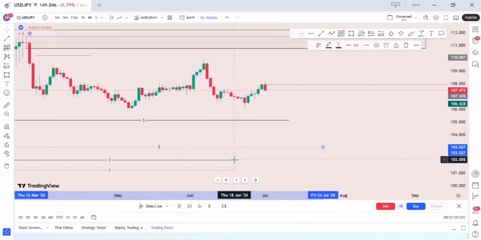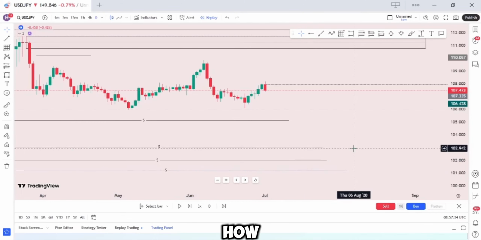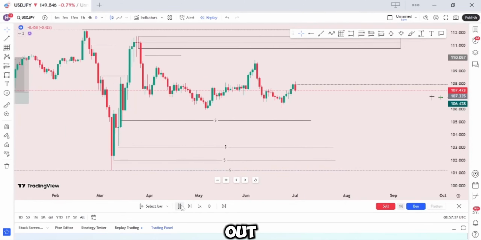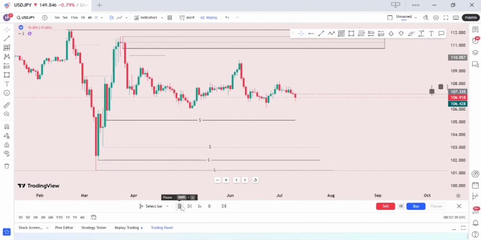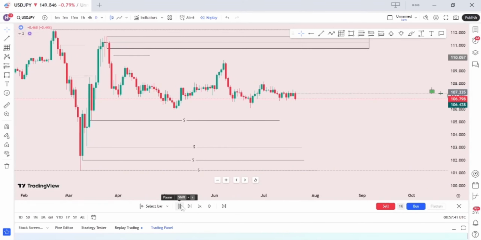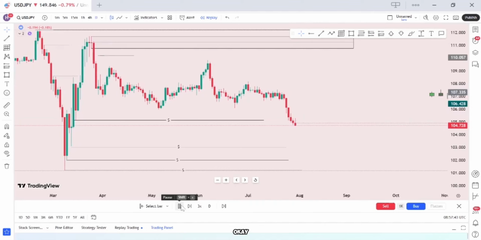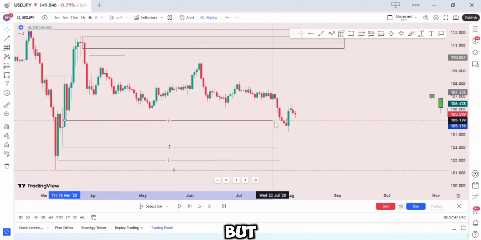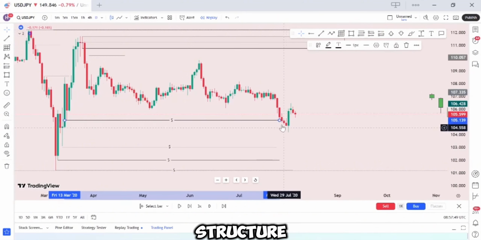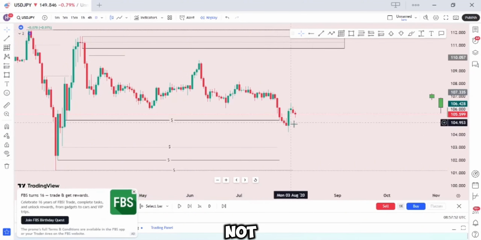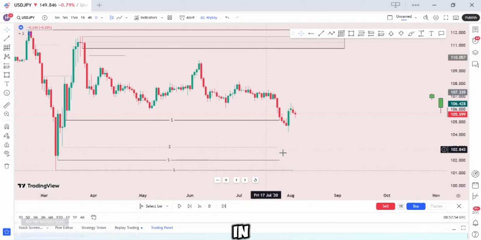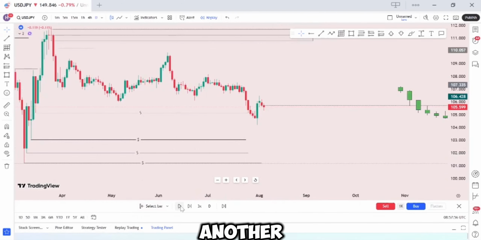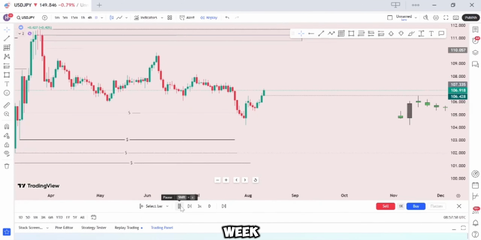Just extending it so we can see how the market tends to play out. Now this market is in a range. Okay, we had a sweep of the first liquidity, but we broke the structure with a body close candle. So this is not valid. The market will still sell in this case. So we need to wait for another sweep of liquidity with a wick.